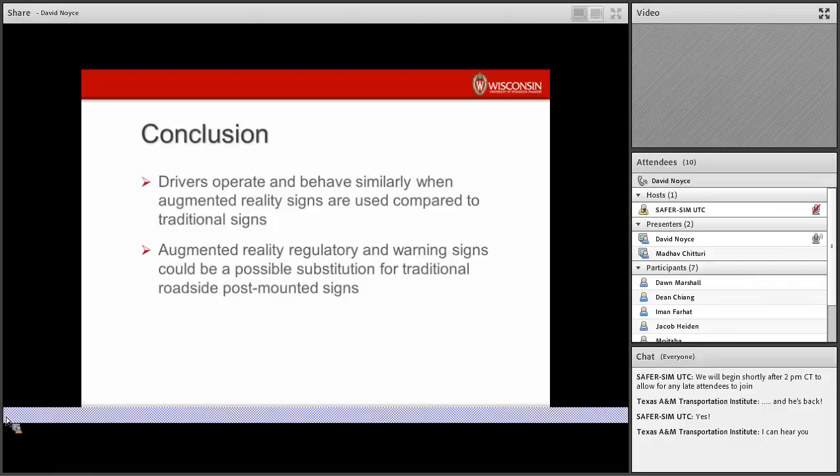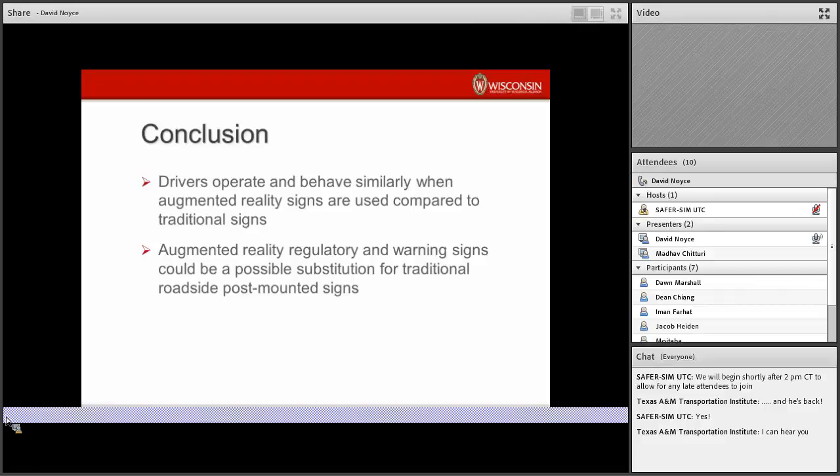And what we found was, and again, totally understand this is a small sample, driving simulator-based research project that we have not put out in the field yet, but I think there's enough information for us to believe that augmented reality signs, or presenting this information in a heads-up display type environment, has some promise. And it's certainly doable within the regulatory and warning sign family to share the appropriate information with drivers.